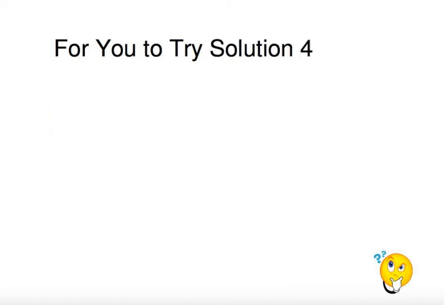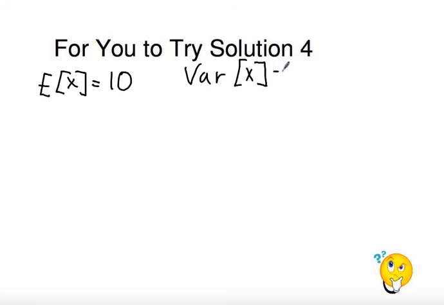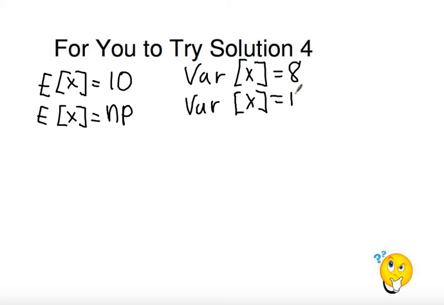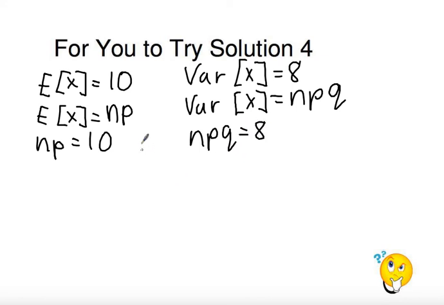Okay, so welcome back to the video. Let's have a look at this. So we've been told we've got random variable x. We know the mean, E of x equals 10, and the variance is given as 8. Now, I also know the expectation of x is defined as np, and the variance of x is defined as npq. So what I actually have here is np equals 10 and npq equals 8.